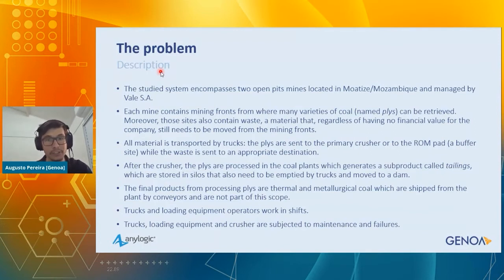After the crusher, the coal is processed in plants, and three products are generated: thermal coal, metallurgical coal, and a subproduct we call tailings. The tailings are moved to a silo by conveyor, and from the silo they need to be moved to a dam, also by truck. The trucks need to empty those silos. They cannot be full because all the system would stop. I'm going to have a diagram later, so it's going to be clear.